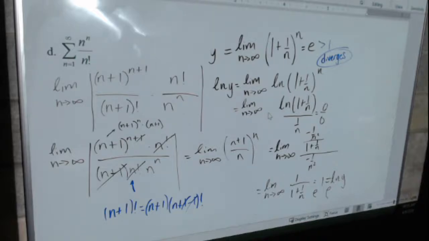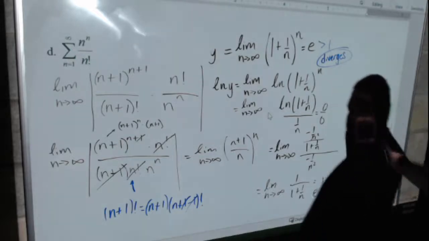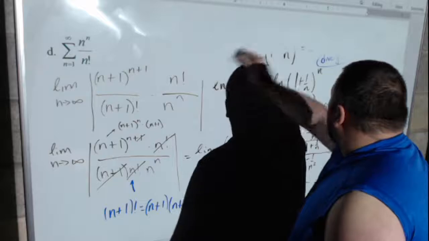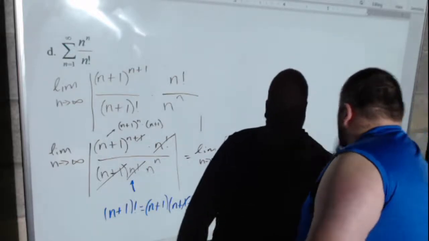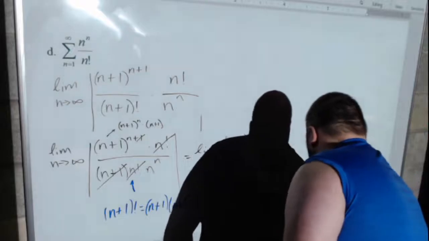Okay. So I believe those are all the examples I had for you for the ratio test, which means we can start the root test.